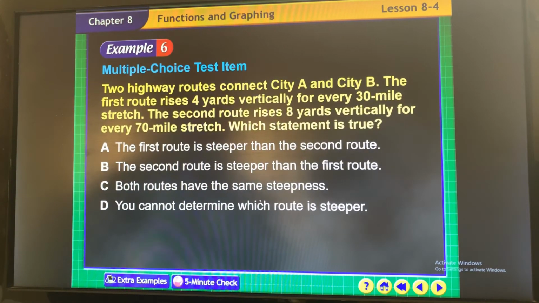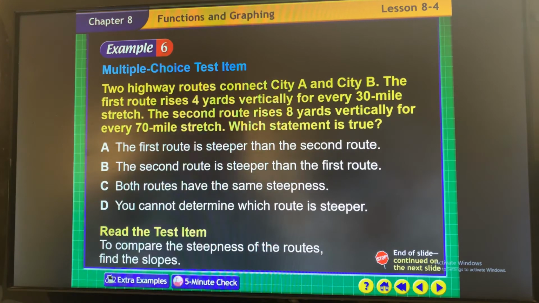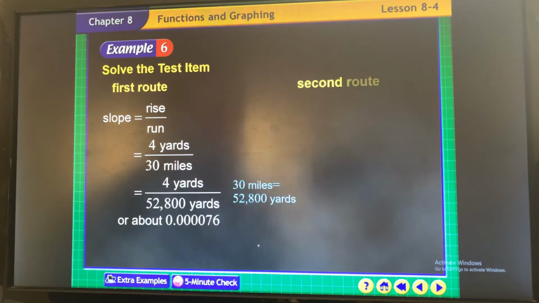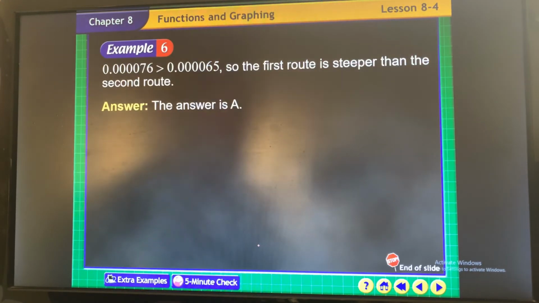Which one is steeper? We'll take them and compare them. The first route is 4 rises for every 30-mile stretch. The second one is 8 for every 70. And then all you're going to do is cross multiply. Remember how I taught you how to compare 2 fractions? This is just 2 fractions, 2 ratios. And then you can clearly see that 4/30 is greater, and the first route is steeper than the second route. They're going to go through every single one of these for you and figure them out, which is not what you need to do.